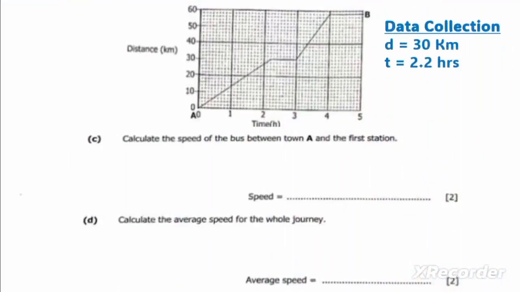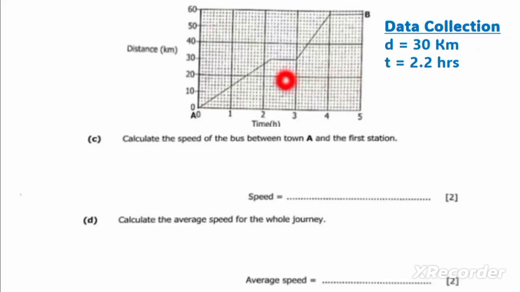So data collection, what have we been given according to our graph or our question? As we can see, we are given distance. The distance covered before the first station was 30 kilometers. If we zoom in on this graph, the corresponding value is 30 kilometers.